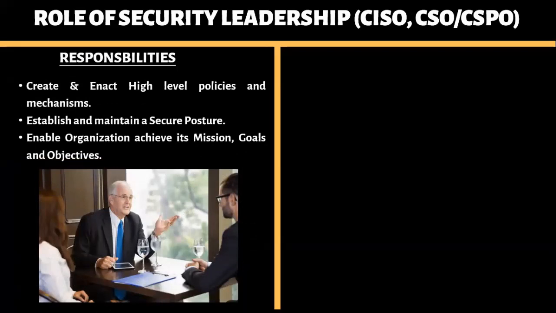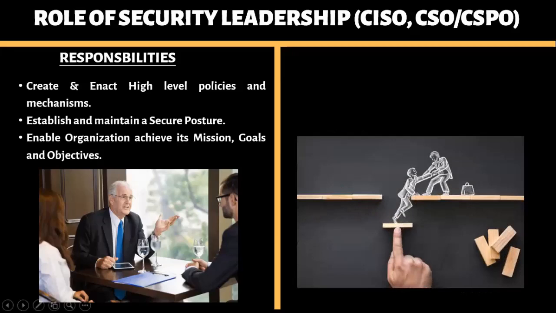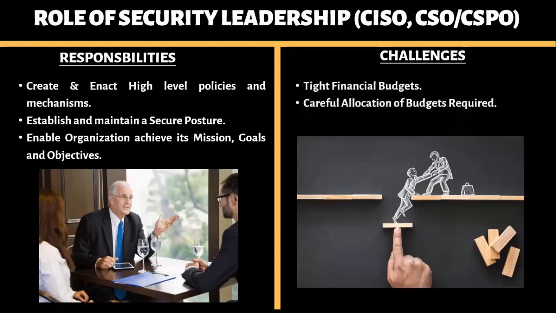So when it comes to responsibility, these chief security professionals are primarily responsible for enacting high level policies and mechanisms that establish and maintain a secure posture to enable the organization in seeking and attaining its mission, its goals, or its objectives. However, the challenges are that these CISOs, or let's say chief security or privacy officers, often have tight financial budgets, because the implementation of security by itself does not reap any monetary benefits. So these challenges require a thorough understanding of the risk spectrum and intelligent allocation of the budgets to relevant risk response or risk treatment options that they have.